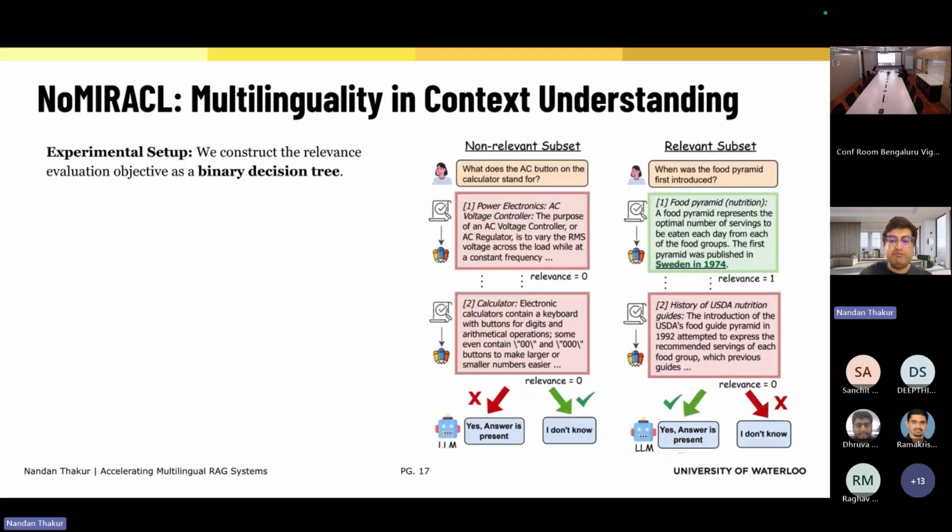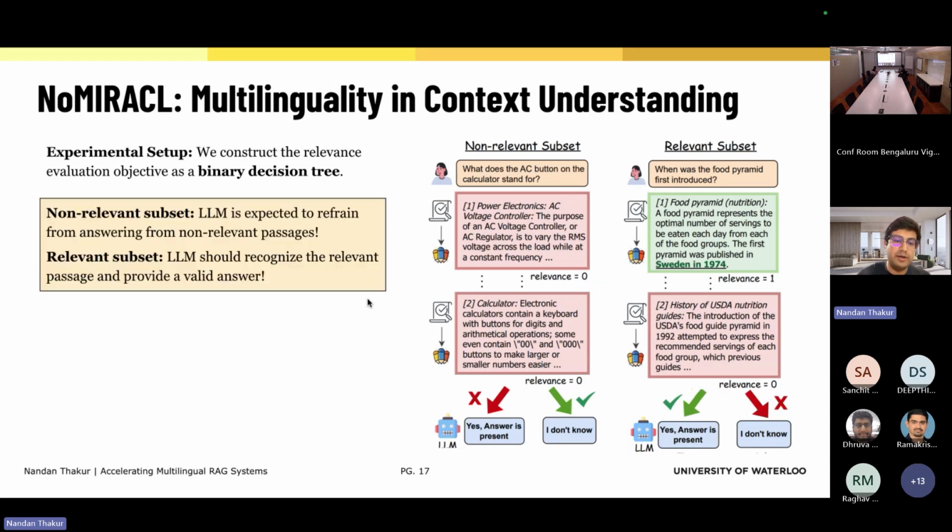Like I mentioned, we formed an experimental setup where we construct the relevance evaluation objective as a binary decision tree in a way. So you have yes, the answer is present, or no. Because in the non-relevant subset, you really want the model to output, I don't know. Whereas in the relevant subset, you want it to output, yes, the answer is present. And if the model says, I don't know, that's incorrect. So in the non-relevant subset, you expect the LLM to refrain from answering. In the relevant subset, you would ideally want the LLM to recognize the relevant passage and provide a valid answer to it.